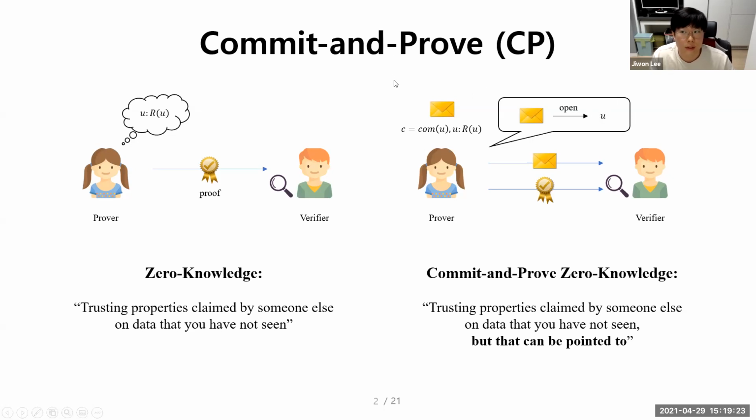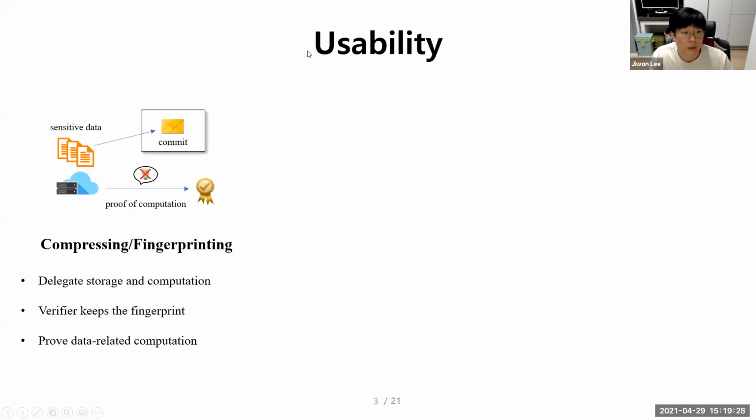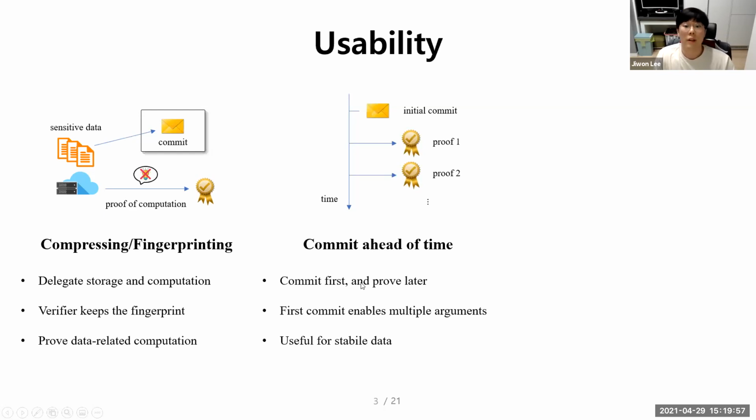Then where can we use this concept? Let's think about the usability. The first one would be compressing or fingerprinting of the data. Say there's a verifiable computation, and we are delegating some storage and computation to an untrusted server. Then the verifier keeps the fingerprint of the data for its own. The untrusted server, the prover, can prove the data-related computation and refer to the commitment to show that they are doing the computation related to the data that the verifier holds.